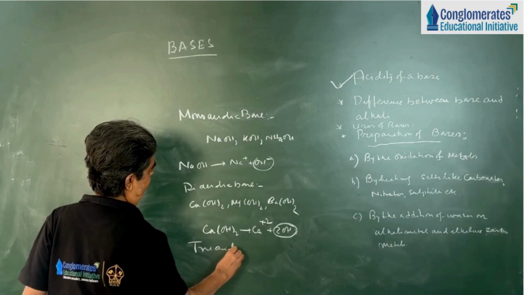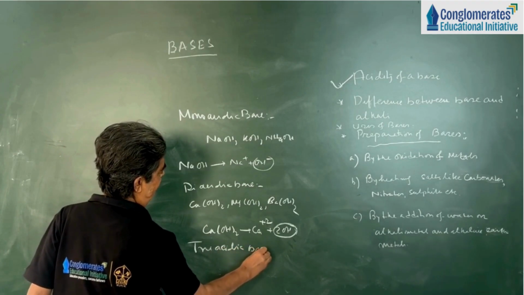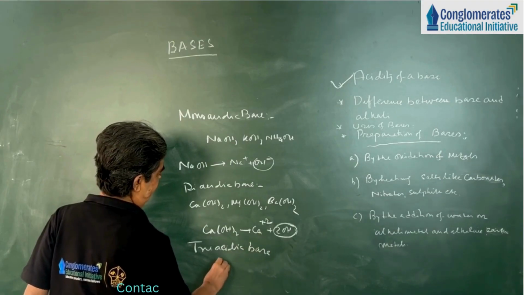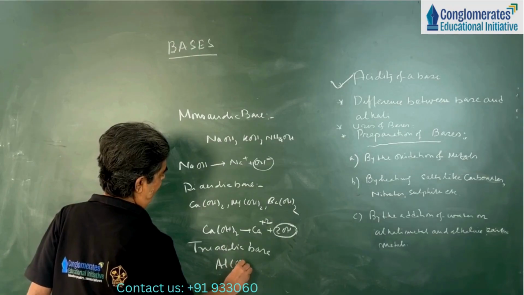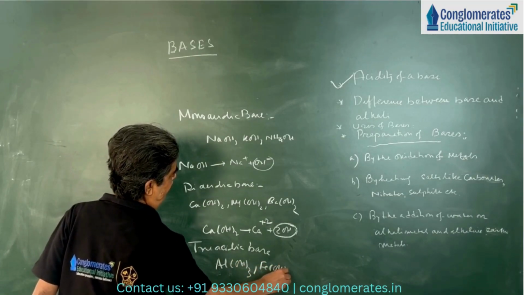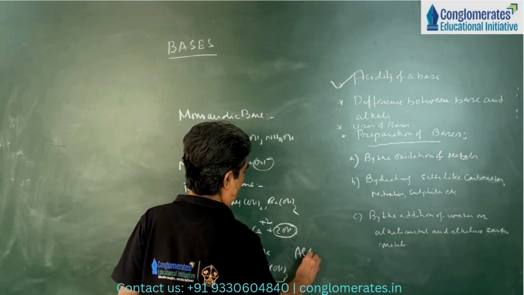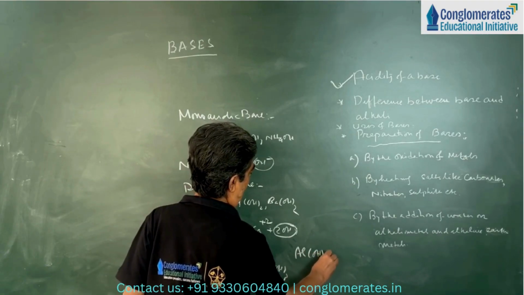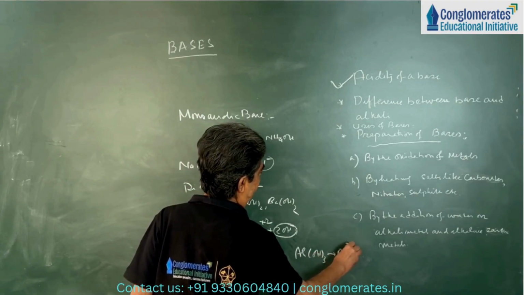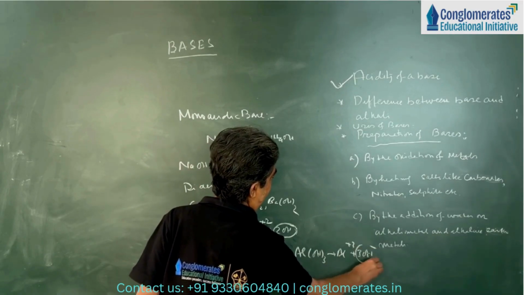Triacidic base, like aluminum hydroxide, ferric hydroxide, etc., because they produce Al3 plus and 3 hydroxyl groups.